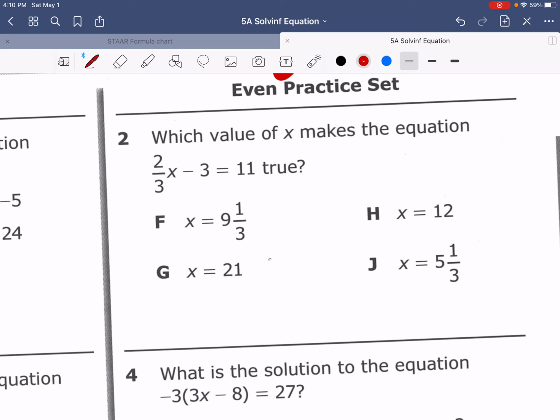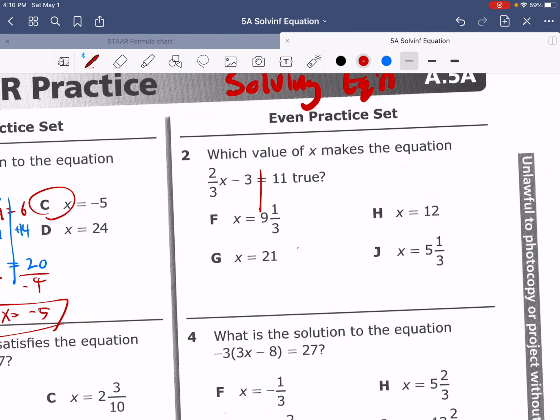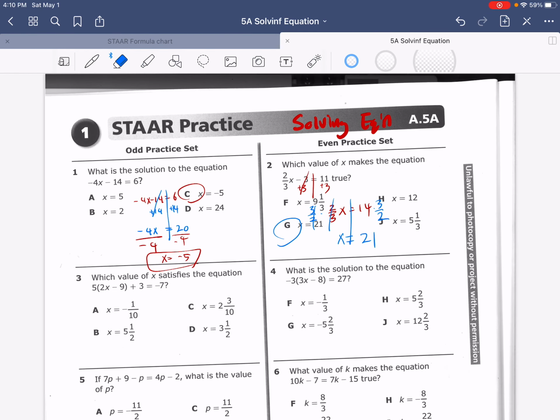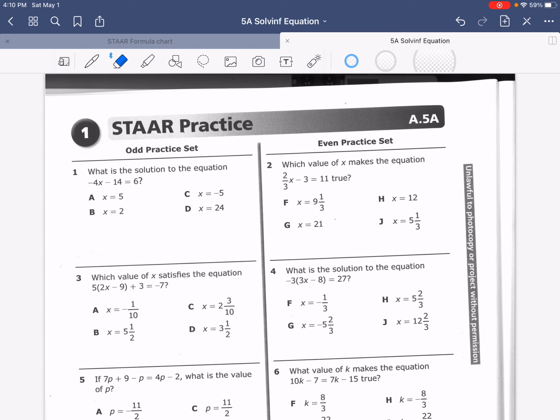So you have to do the question on the right side by yourself. What you can do, it has a fraction, so you just do plus 3 on both sides. So you get what? 2 over 3x equals 14. And then multiply by 3 over 2 on both sides, because you have to flip, right? So you get x equals 21. So it's pretty simple how you do it, but I'll teach you another way.